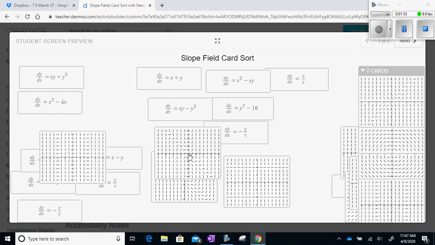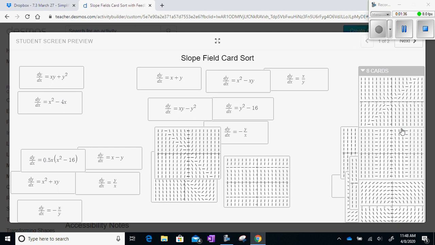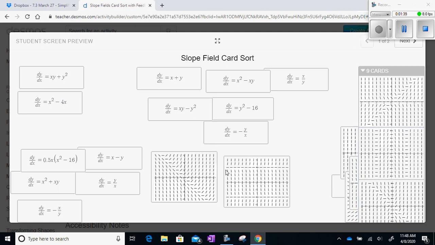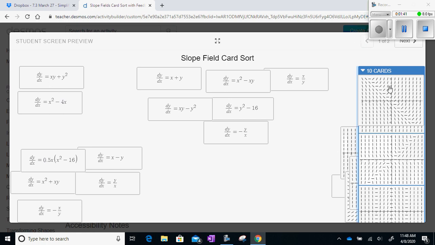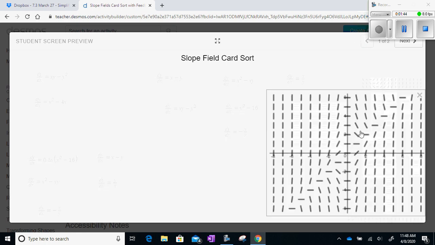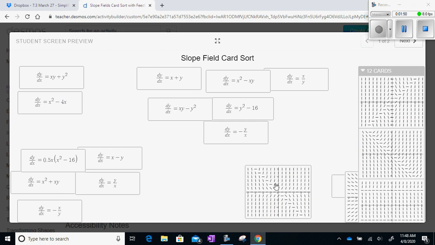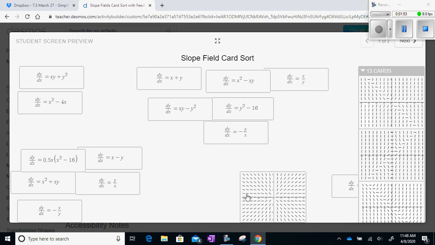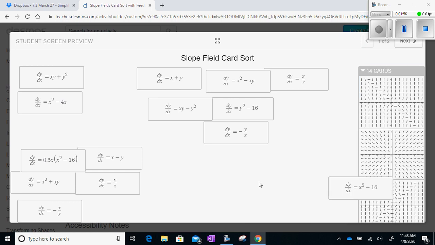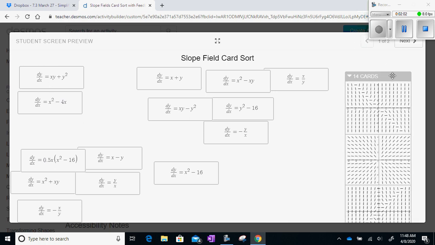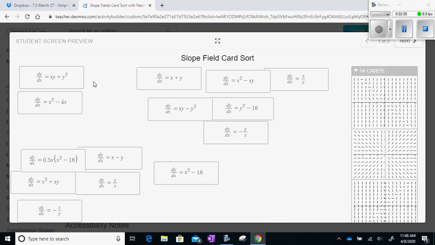Okay, so let's do this. Let me grab this one over here, bring this over, grab this one. Let me put this one in here, drag this one over, another one hiding in there, drag that one over. Here we go. So I'm thinking now, yep, all 14 slope fields are together in here. And all, let me see, 1, 2, 3, 4, 5, 6, 7, 8, 9, 10, 14 differential equations are on my left-hand side.